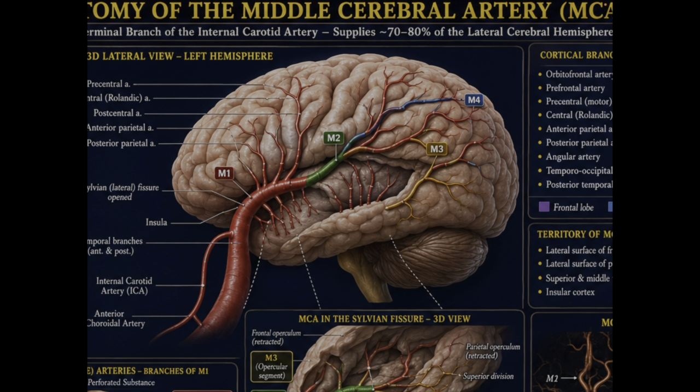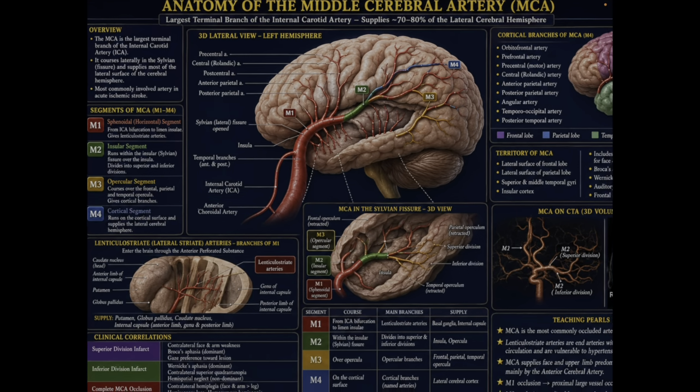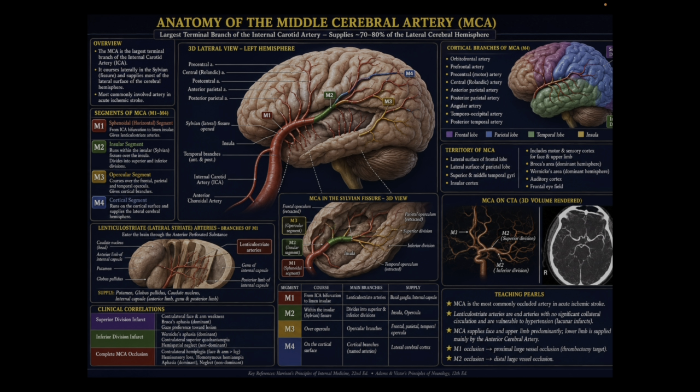The inferior division supplies the lateral temporal cortex, inferior parietal lobule, auditory cortex, angular gyrus, and Wernicke's area in the dominant hemisphere.